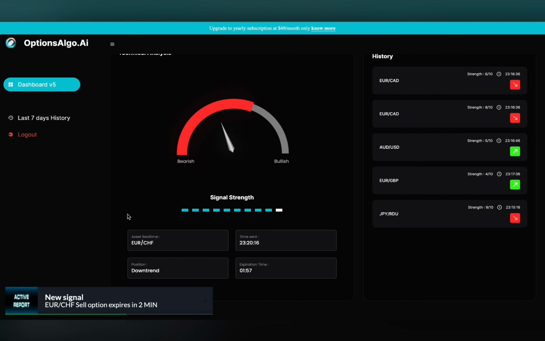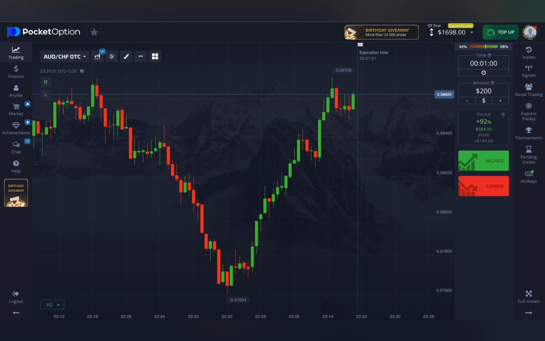And I just got the signal, and I believe I should start trading now. So let's get started with the trading session, and my goal is pretty much big for today. So let's see how much I'm going to be able to make. So let's get started.